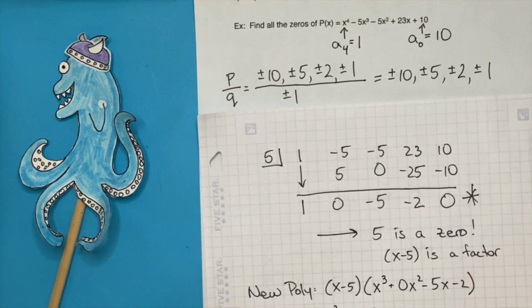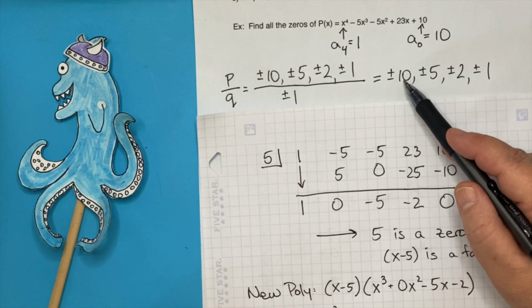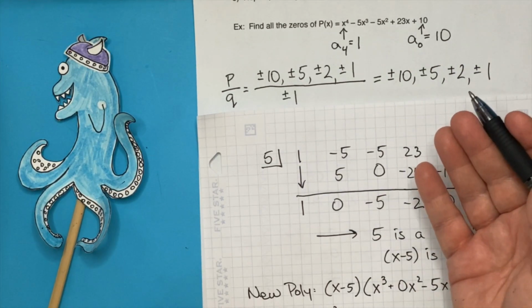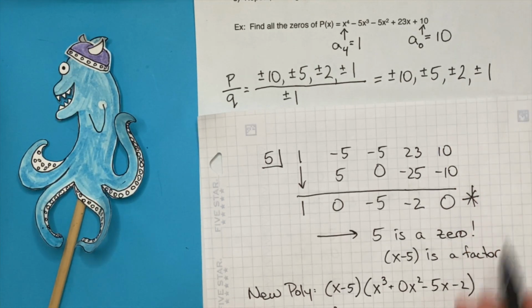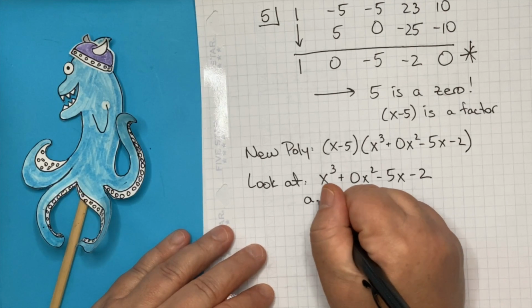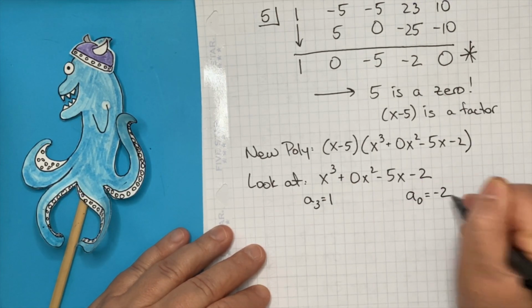Now, what are the possibilities we have here? Well, we decided plus or minus 10 don't work. Positive 5 did work, but we haven't tried negative 5. And then we've got the 2's and the 1's. Now here, A3 is 1, and A naught is negative 2.